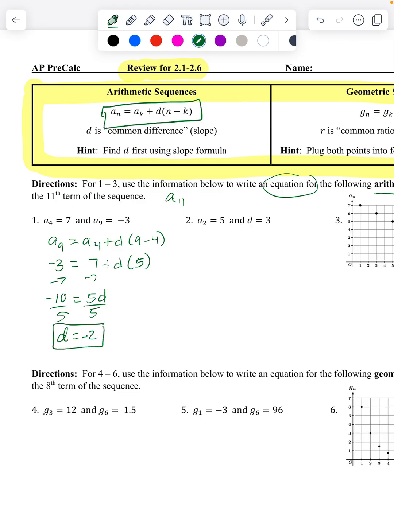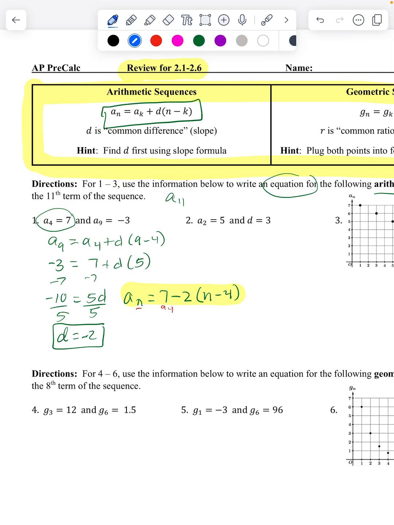No one specifically asked me for it, but I need that in order to find my equation. It says write an equation. So A sub n is going to be, and I'm going to start from here, which is A4 minus 2, because that's my common difference. And then this will have to be n minus 4, because I'm looking for the nth term, and this was the 4th term. So that is the formula that they asked for when they said to write a general equation, because a general equation will have a sub n and n in it.